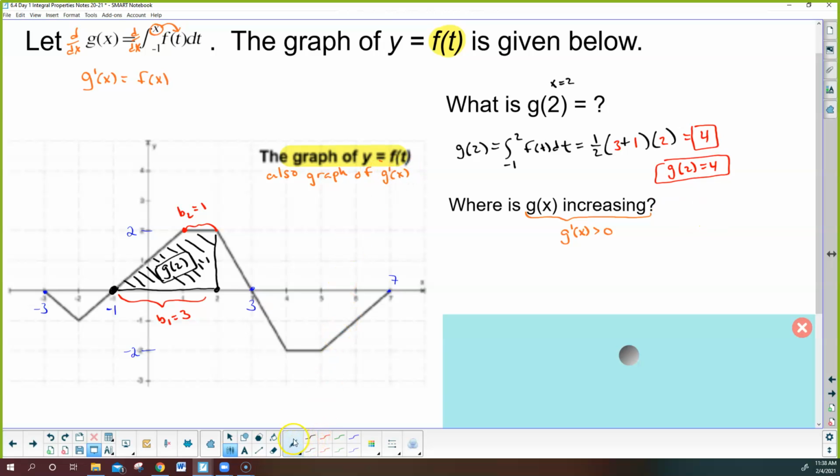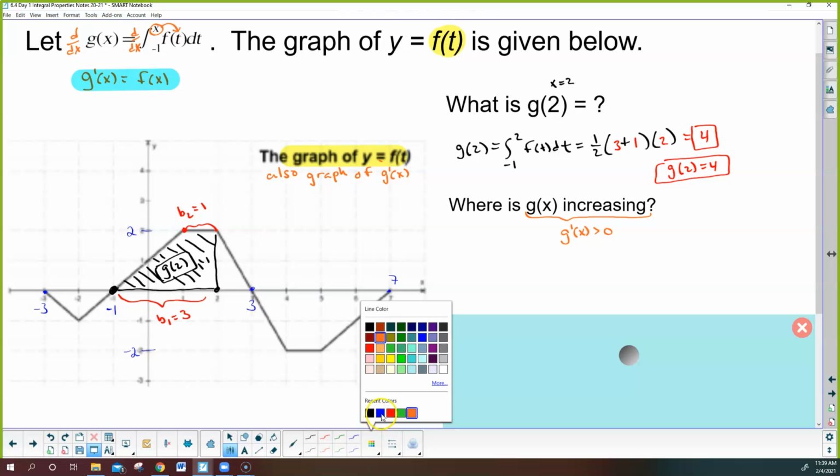Now here's the important part. You would have to show this. Okay? If you don't show this part right here, that you know that g prime is the f, you would not get full credit for determining this answer. Okay, well, now that I know what I'm looking at, I'm going to answer this.